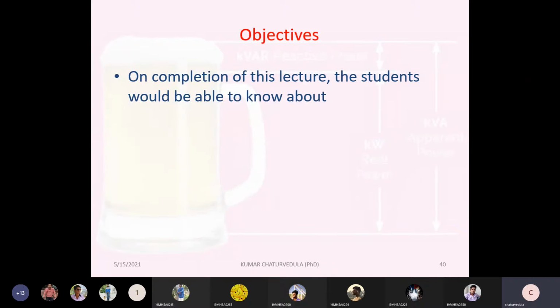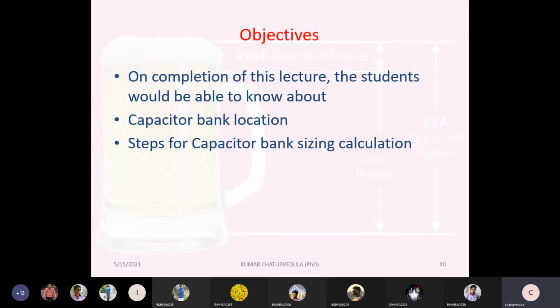So in this lecture we will be studying the location or placement of the capacitor bank. That is, where to place a capacitor bank to improve the power factor. The second is the different steps required to calculate the sizing of the capacitor bank. Then a simple case study with an example and some numerical problems. So these are the objectives of this lecture.